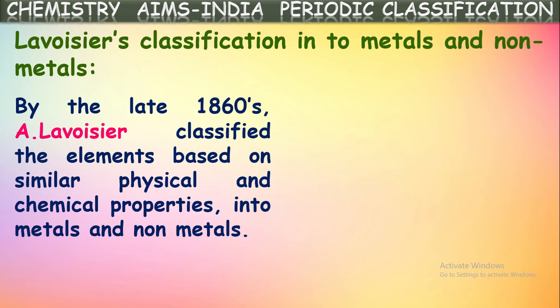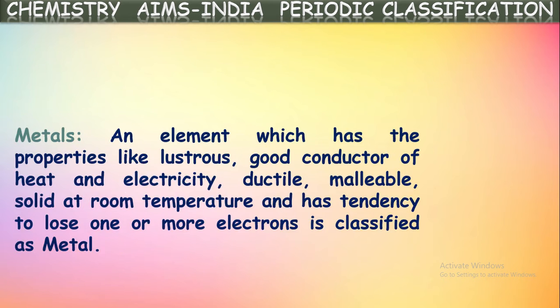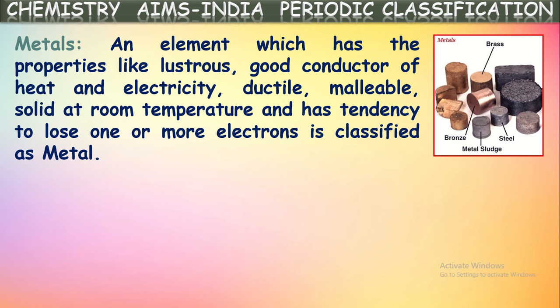By the late 1860s, Antoine Lavoisier classified the elements based on similar physical and chemical properties into metals and non-metals. So, for the first time, Lavoisier classified the elements into two groups. They are metals and non-metals. So, what are metals here? The elements which have properties like luster, good conductor of heat and electricity, ductile, malleable, and solids at room temperature and have a tendency to lose one or more electrons are classified as metals.